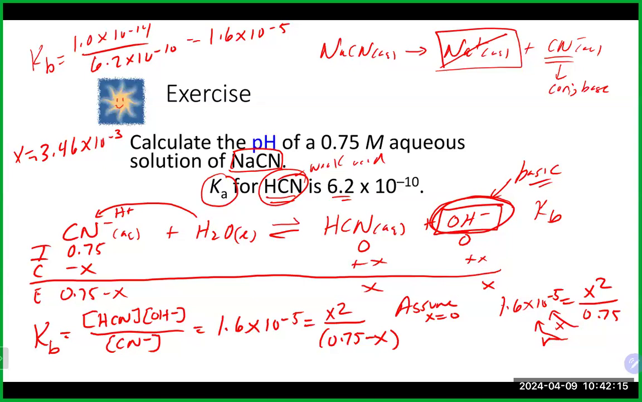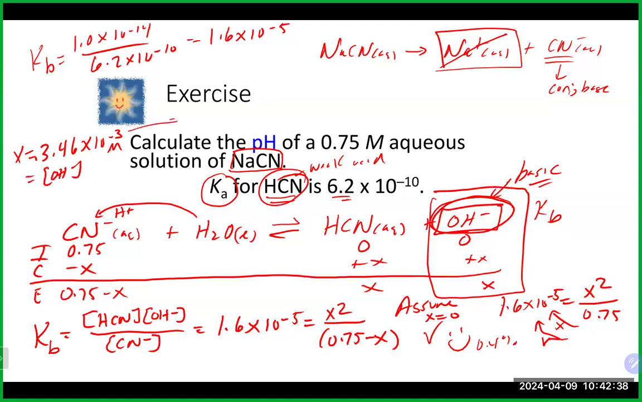We do need to check it, so we'll take that divided by 0.75 times 100, and we're still good. We're at about 0.4%. So the check here is good. That means that this x value will equal, from our table, much like the last time, the hydroxide concentration. So we could then go into our pOH.